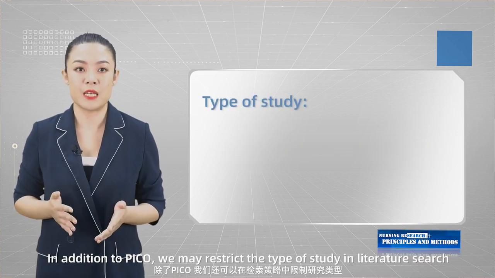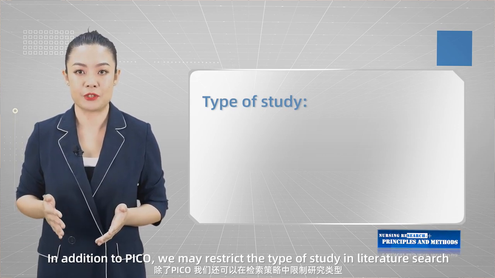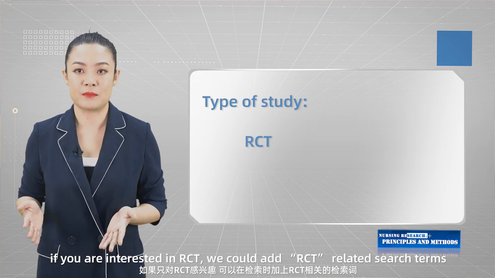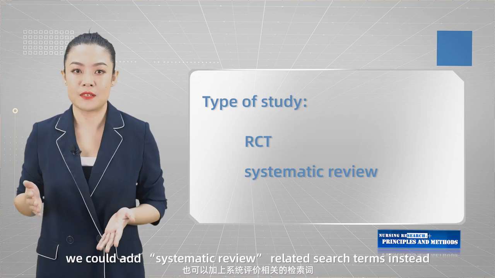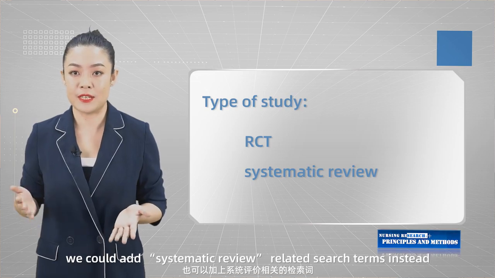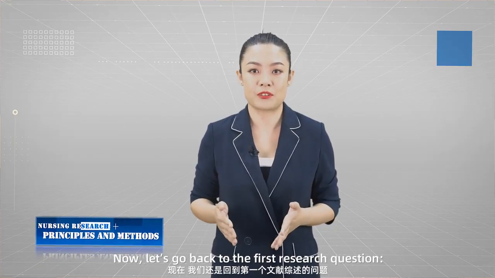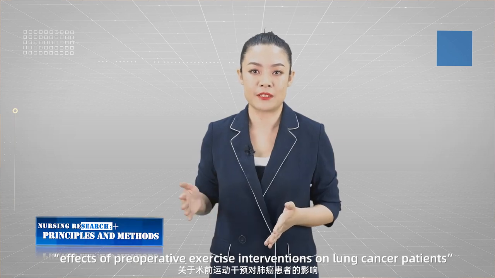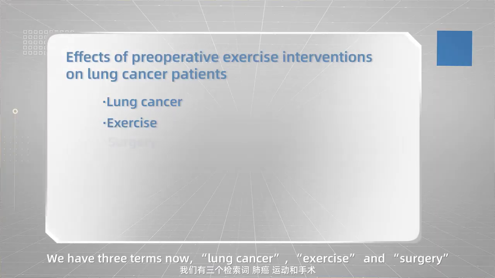In addition to PICO, we may restrict the type of study in literature search. If you are interested in RCT, we could add RCT-related search terms. If you are interested in systematic reviews, we could add systematic review-related search terms instead. Now let's go back to the first research question: effects of preoperative exercise interventions on lung cancer patients. We have three terms now: lung cancer, exercise, and surgery.